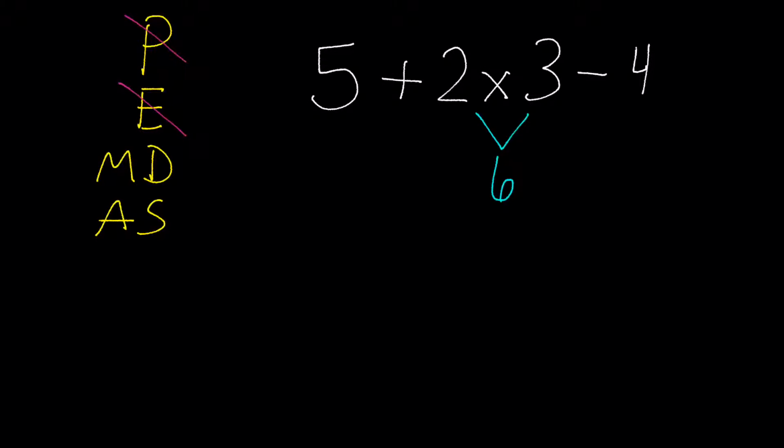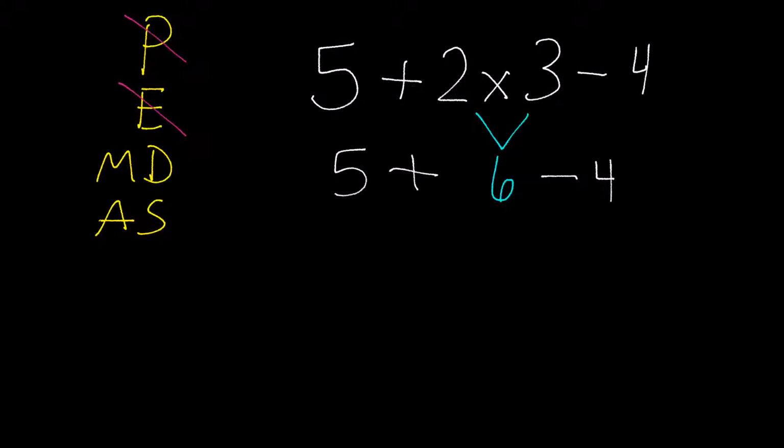Now, I'm going to rewrite the problem using the parts that I haven't used. As of right now, I haven't used the 5 and the plus sign, and I haven't used minus 4. So I'm just going to rewrite them on the next line. That's a terrible 4. And now our expression has turned into 5 plus 6 minus 4.